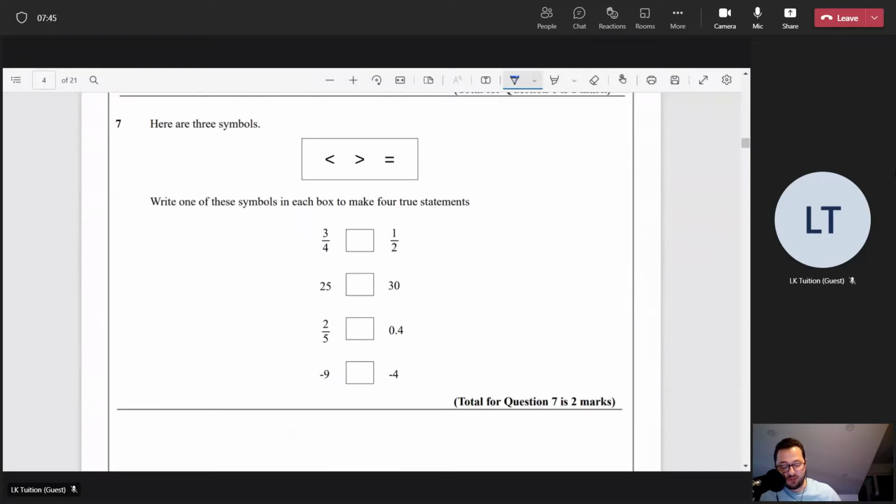Well, 3/4 is definitely bigger than a half, so we can write greater than. 25 is less than 30. Now 2/5, if we have a think about this, 1/5 is the same as 0.2 and 2/5 is double that, which is 0.4. And that's exactly what we've got here. So that is going to be an equal sign. And -9 is less than -4. Yeah, it's further to the left on the number line.